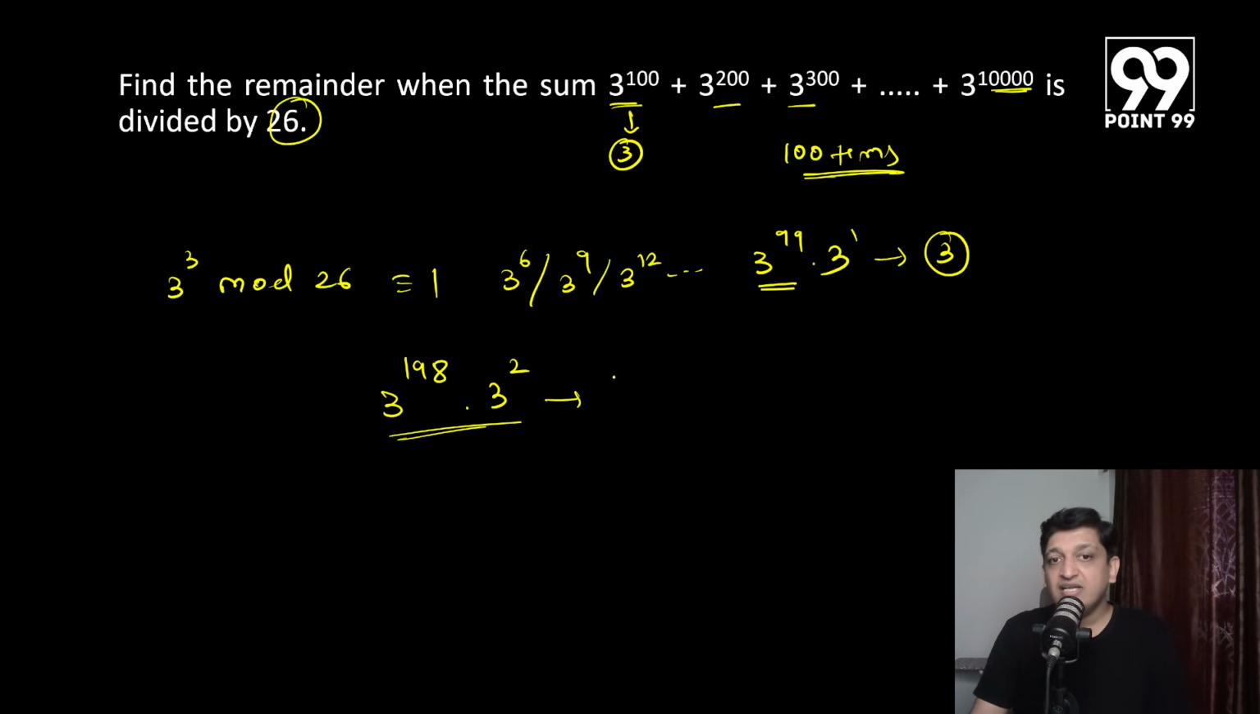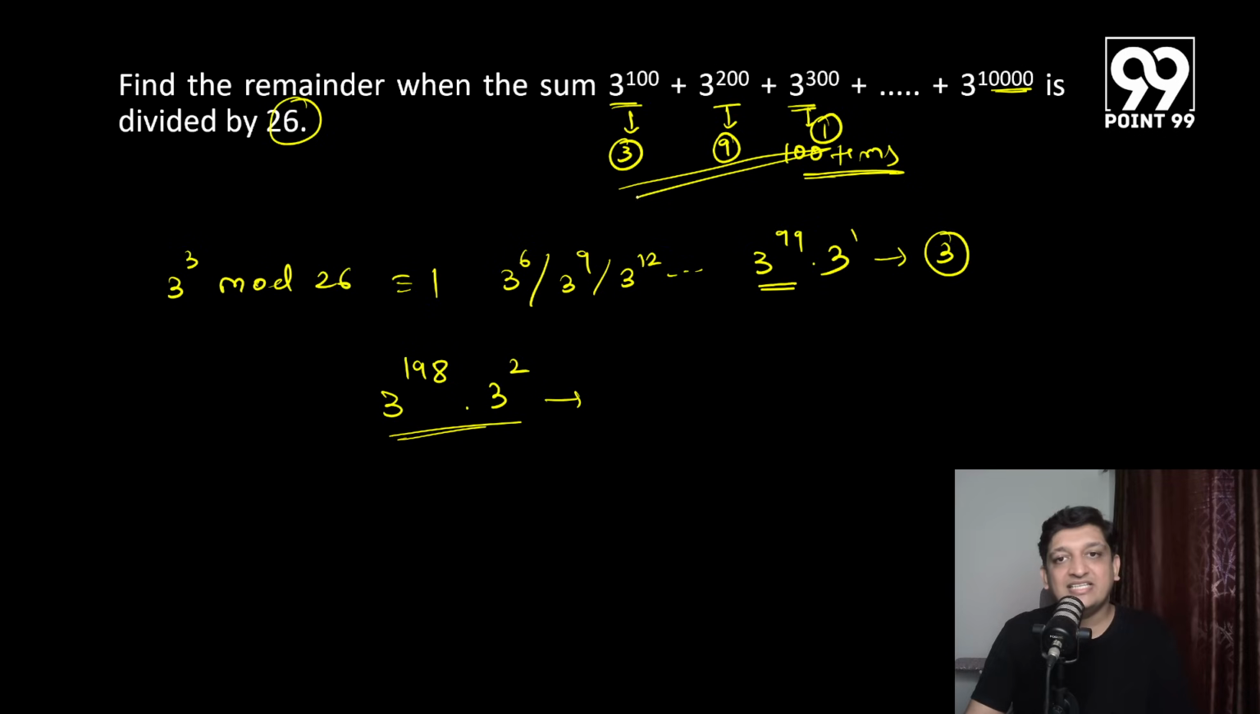So what am I getting here? My remainder of the second term divided by 26 will be 9. What about the third term? 3 raised to 300. It by itself will be divisible by 26, because every pocket of 3 terms will give remainder 1. So in this context, the remainder becomes 1.